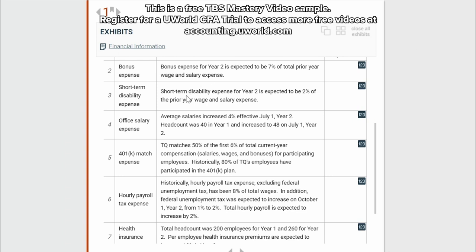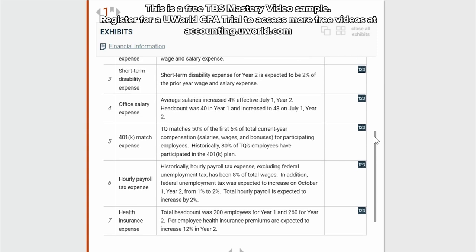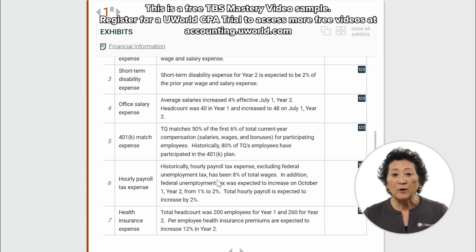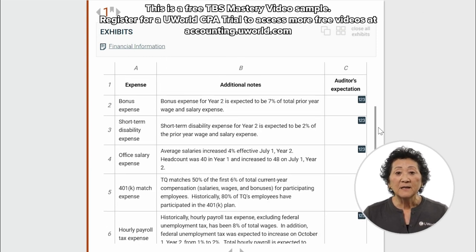And which ones look harder or easier? So the easiest ones look like bonus expense and short-term disability expense, because the estimate seems pretty straightforward without any complications like mid-year changes. The harder ones have more information and more complications, like hourly payroll expense, which has increases in the FUTA tax rate and in payroll. You don't need to start at the beginning and do them in order. If you want to start with one that's easier, that's okay. Just check to make sure you've tackled all of them before you leave the TBS.